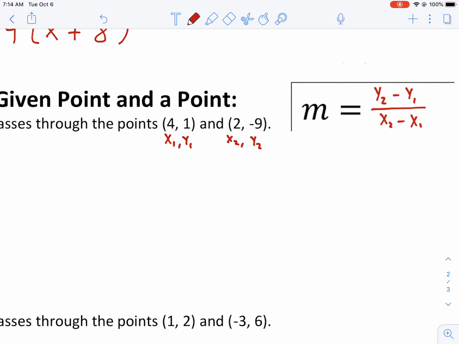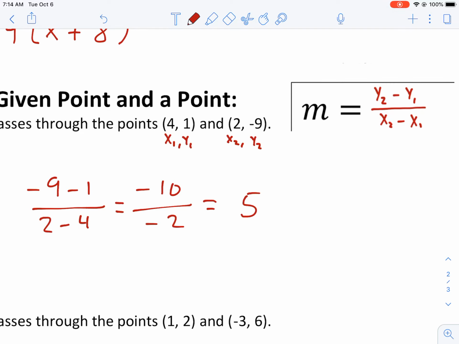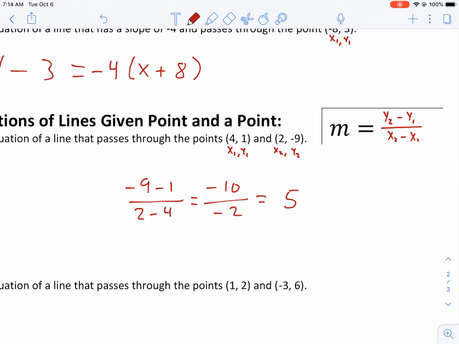So y2 minus y1, that's -9 minus 1. x2 minus x1, that's 2 minus 4. So -9 minus 1, that's -10. 2 minus 4, that's -2. -10 divided by -2, that's 5. And again, the negative signs cancel out, so our slope is +5.